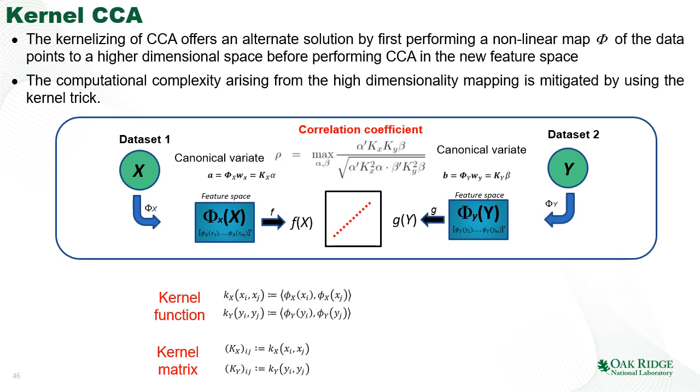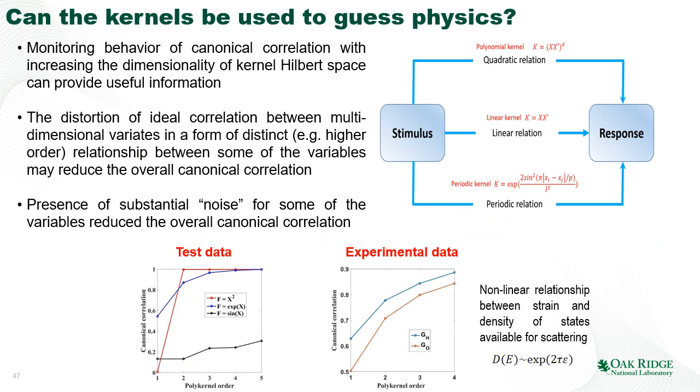So the data becomes very simple if you choose the right coordinate system. Kernel CCA works in exactly the same way, except that this is a generalization for multiple data sets. So this is the example. What we do here is try to find the optimal correlation between the stimulus and response by exploring the different forms of the kernels.